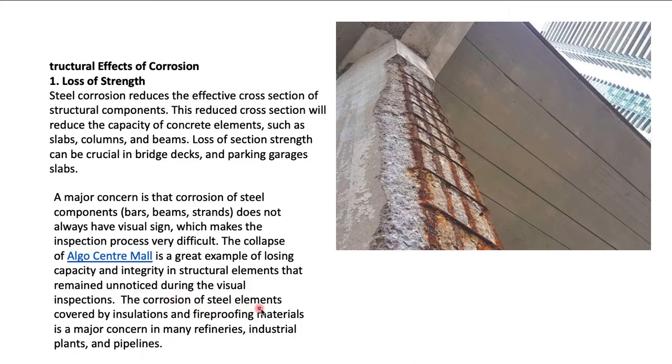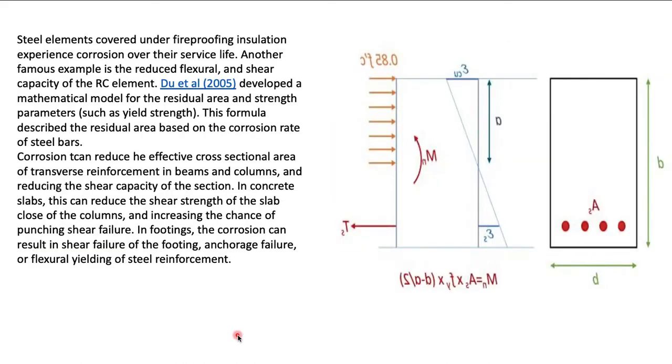Corrosion of steel elements covered by insulation or fireproofing materials is also a major concern in refineries, industrial plants and pipelines. And the next one I'm going to explain is the effect of corrosion on service life, for steel elements covered under fireproofing insulation.